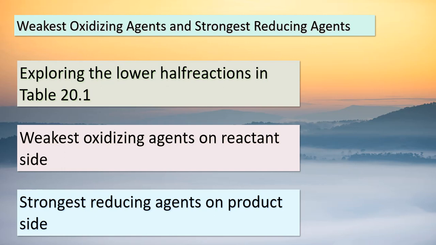Li, in particular, emerges as a species that is remarkably easy to oxidize, making it the strongest reducing agent in this domain. This fascinating interplay between substances is a fundamental aspect of redox reactions. By understanding the strengths and weaknesses of these agents, scientists can predict and control chemical processes with precision.